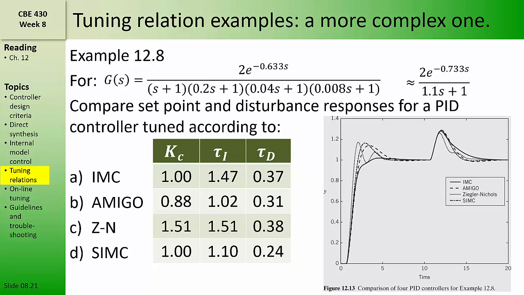The Skogestad modification of the IMC method results in a smaller value of tau I than the IMC tuning, and is therefore better at disturbance rejection than the IMC method. Remember that the AMIGO method is developed considering robustness of the process. So this one has the smallest value of the controller gain, but nonetheless still results in some overshoot in response to set point changes.